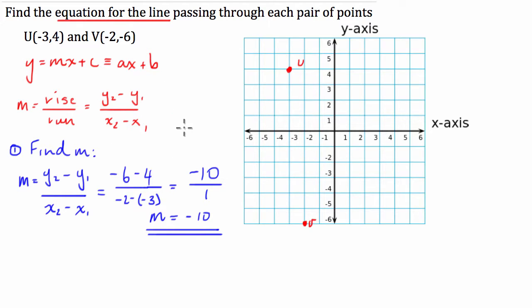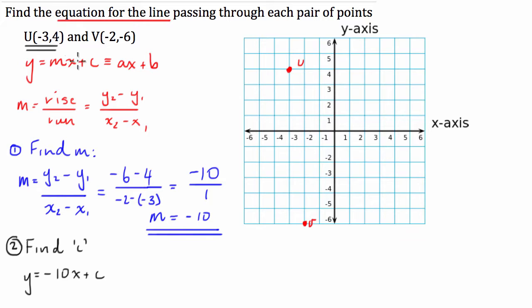Cool. So the final bit is we're going to work out what c is. So for step 2, we're going to find c. The way we do this is we substitute the value that we found for m into our linear equation. So we're going to have y is equal to negative 10x plus c. And then we're going to substitute either one of these points into our equation. So let's just substitute in u.